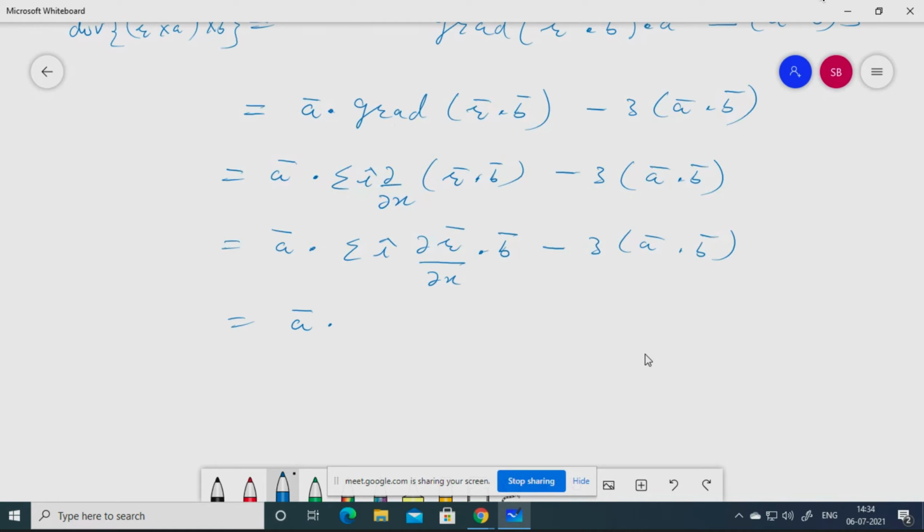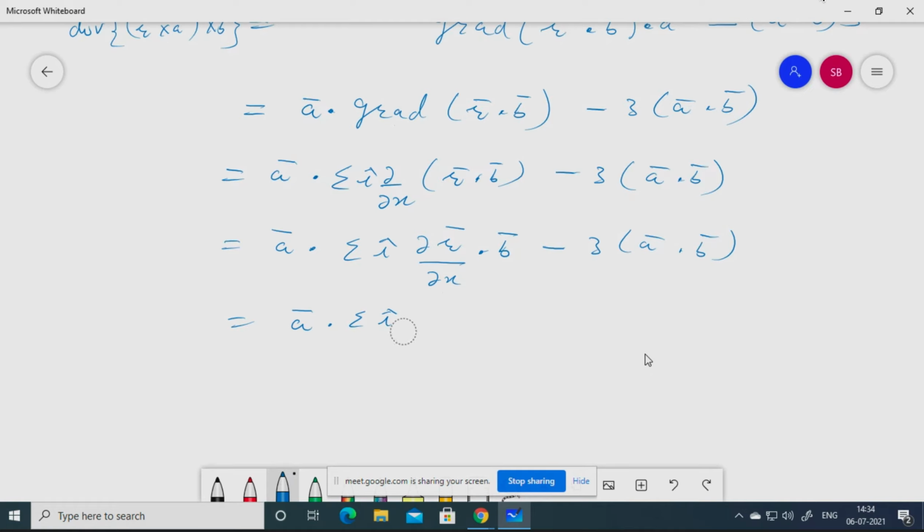Only i cap we will get. So this already gives i cap, because of this gradient operator. Dou R bar by dou x will be only i cap, because R bar is equal to xi plus yj plus zk. Is it or not? So dou R bar by dou x will be equal to only what? It will be i. Understood all of you?